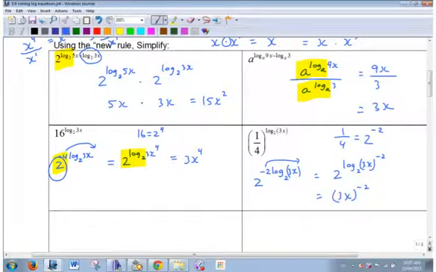Is that how I want to leave it? Probably not, because remember in grade 10 we always said write your answer with a non-negative exponent. If that was on a government exam multiple choice, that wouldn't be one of the answers, but that would be. Okay, that 2 applies to everything in the brackets, the 3 and the x.